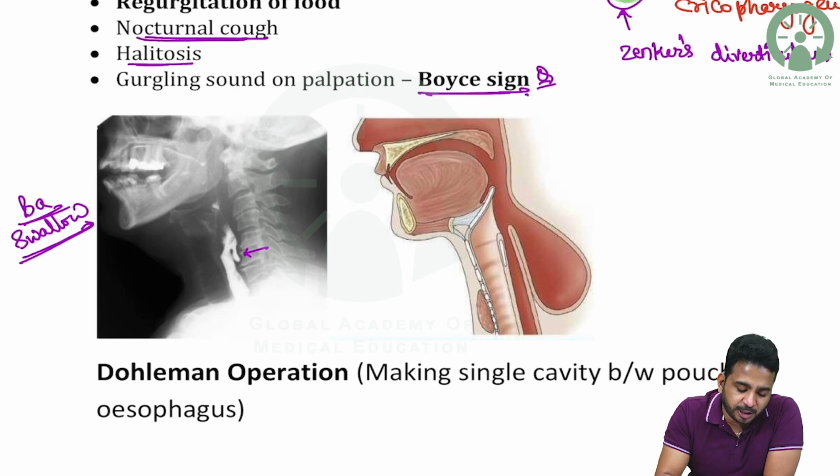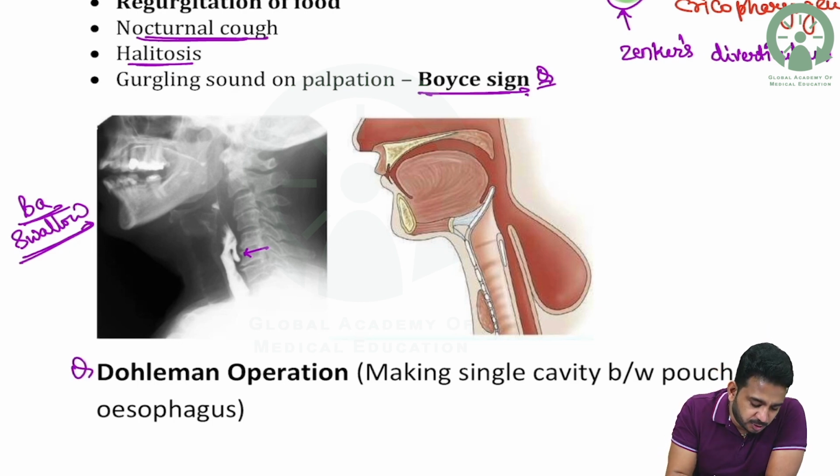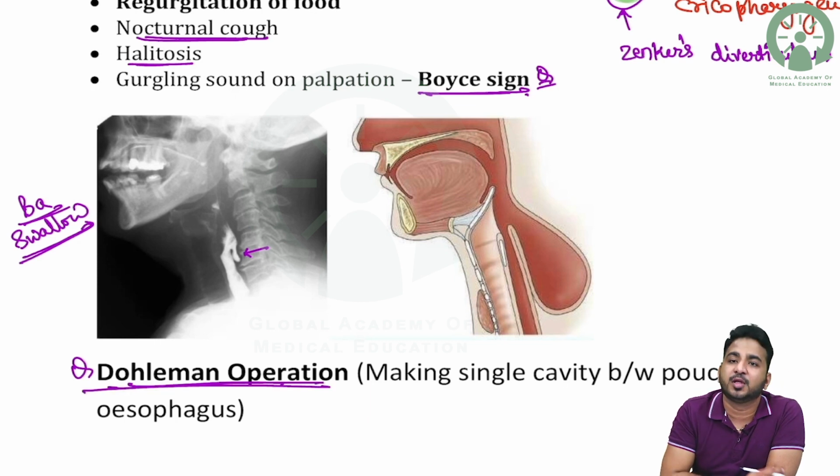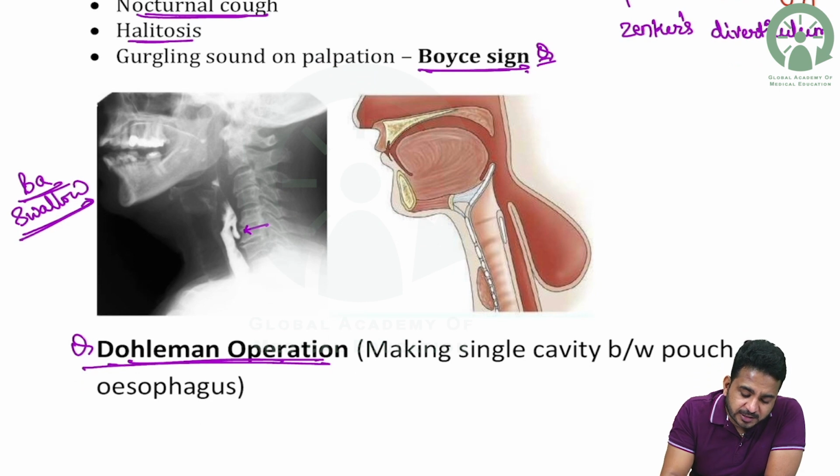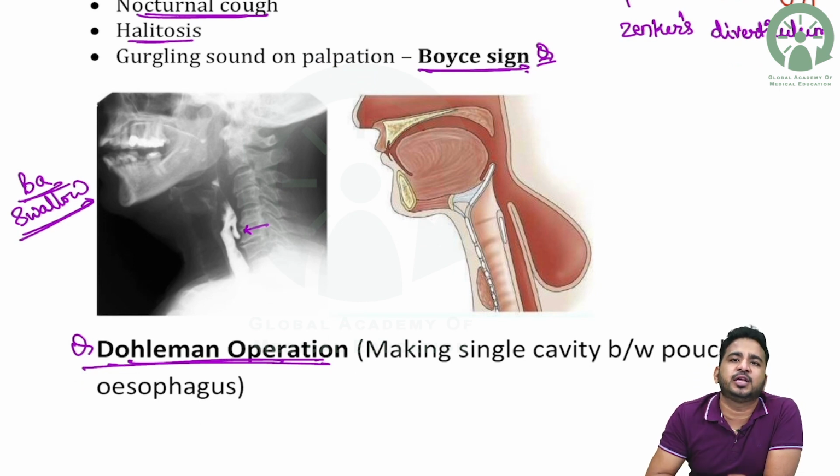Now what is the treatment? Look at this picture. The surgery we do for the treatment of this disease is known as Dohlman's operation. What is this Dohlman's operation? Here we make a single cavity between the pouch and the pharynx.